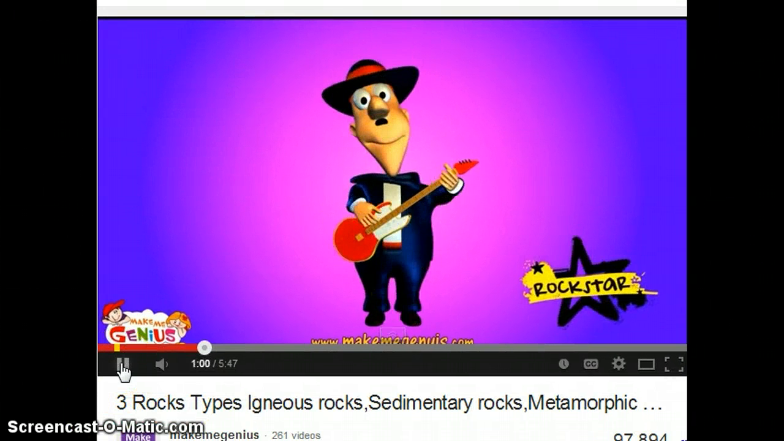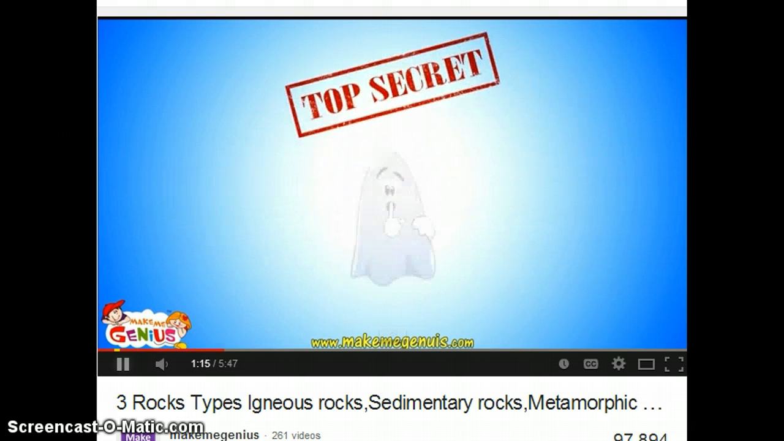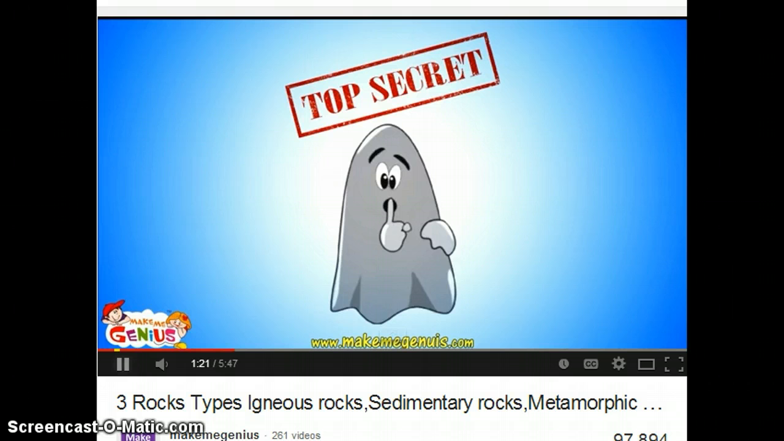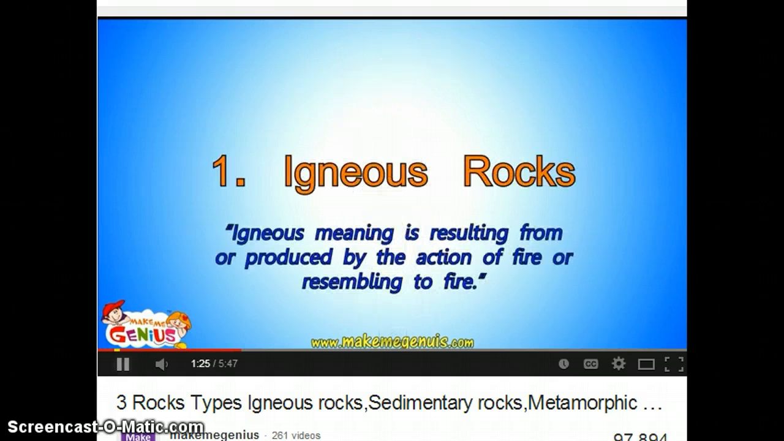First of all, please note there are three types of rocks: igneous rocks, sedimentary rocks, and metamorphic rocks. Now, we will learn how these rocks are formed. Let me tell you a secret. If you know the meaning of igneous, sedimentary, and metamorphic, then understanding the formation of rocks becomes very easy. Let's first learn about igneous rocks.